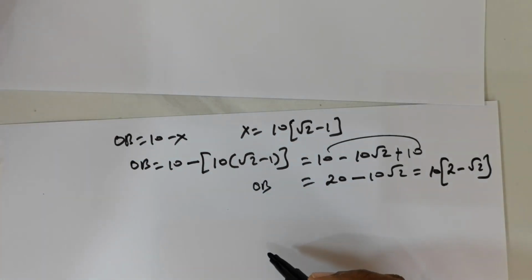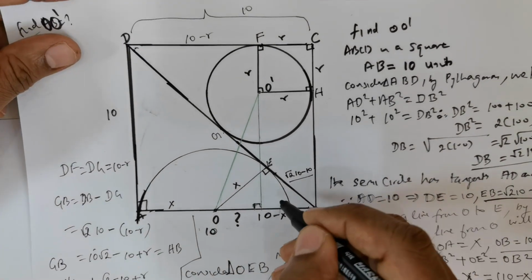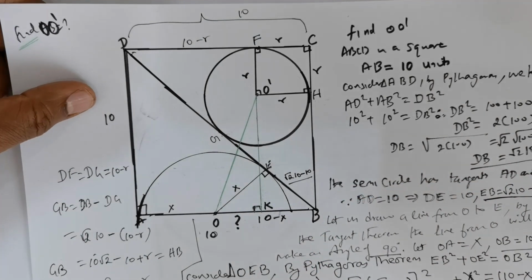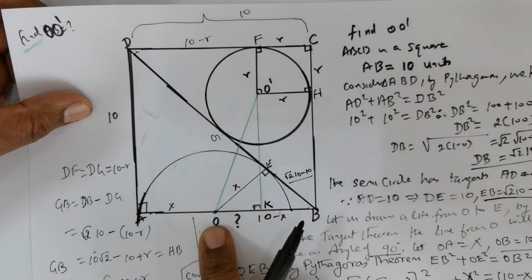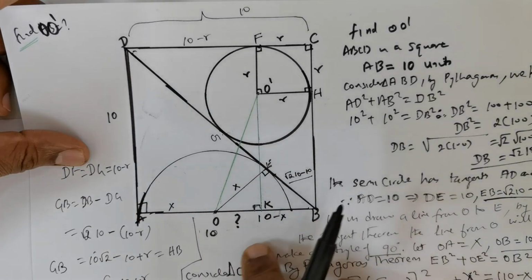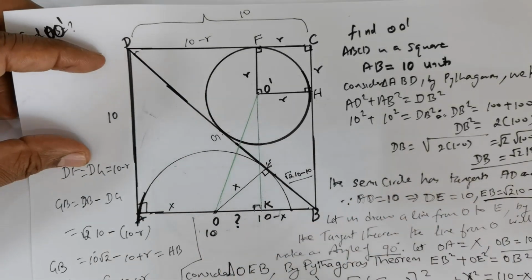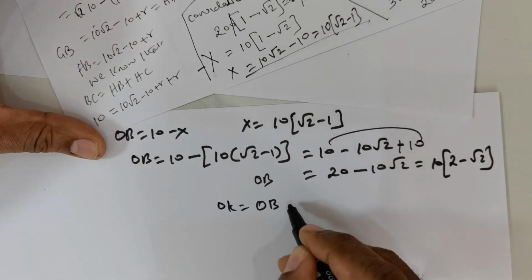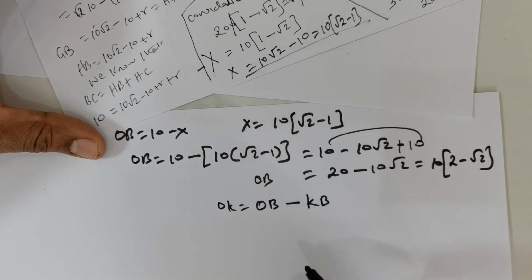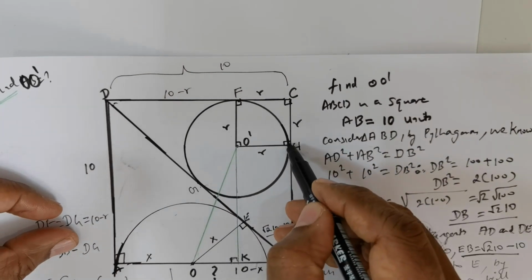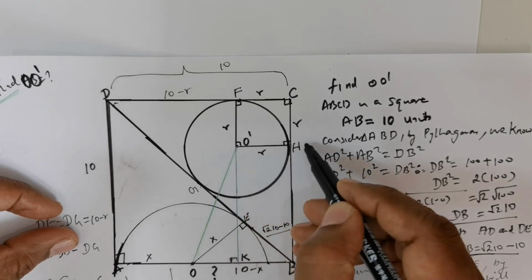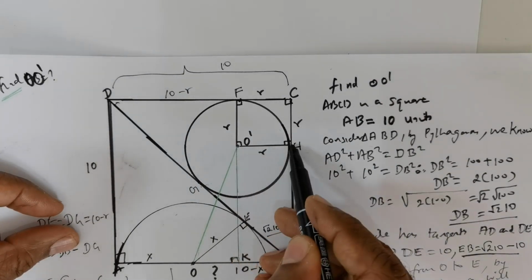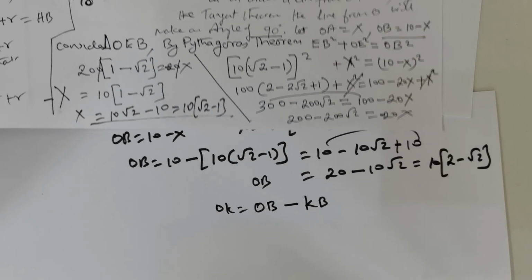Now as I mentioned to you, let me take this point as K. I need OK. So to get OK from OB, I have to subtract KB. So OK is equal to OB minus KB. Now what is KB? From O dash to H there is a point of tangency, so I'm just dropping this down. That is going to be R. So from here to here, that's R. So R is got.